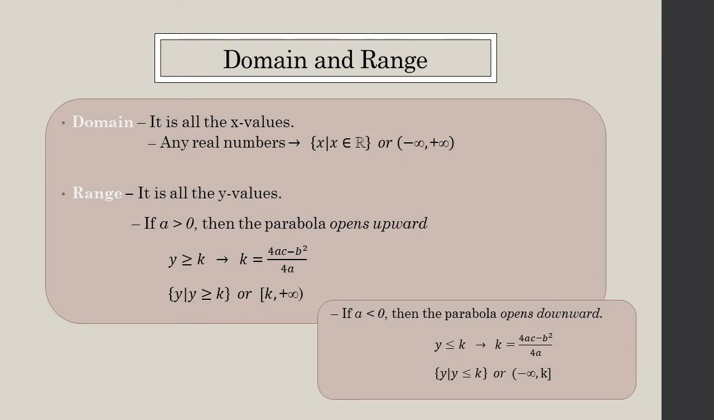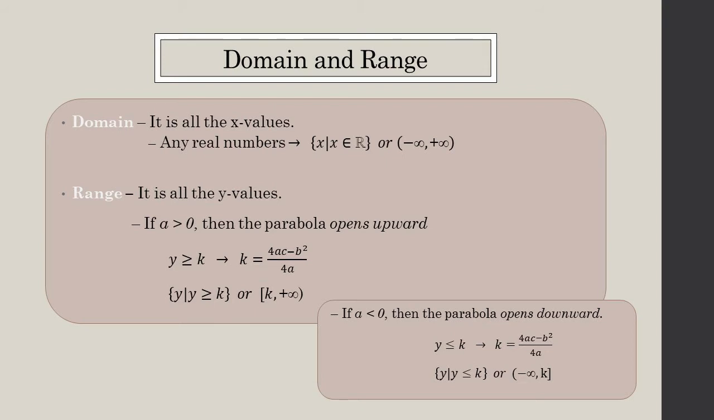Now, let's talk about the range. The range is all the y values. Here, we need to look at the orientation of the graph. Let's take note that if a is greater than 0, then the parabola opens upward. Now to get the minimum or maximum value, we just get the y-coordinate of our vertex.